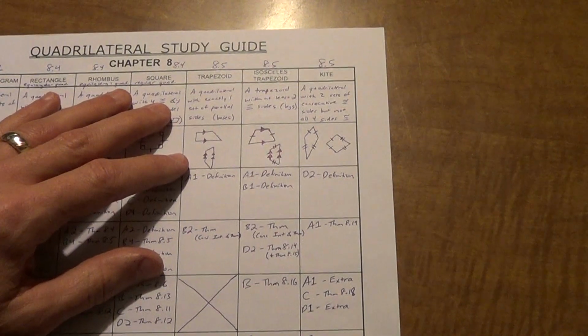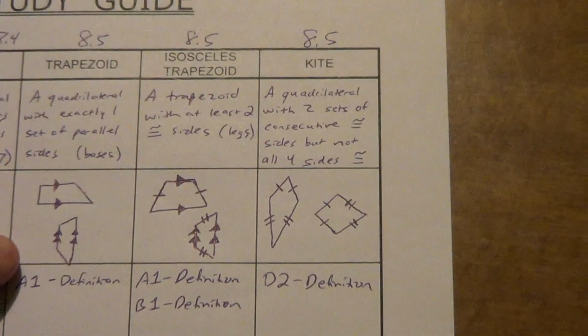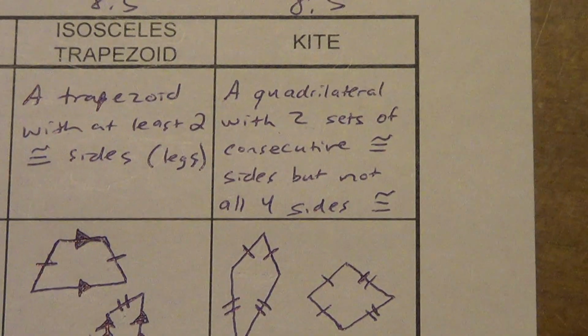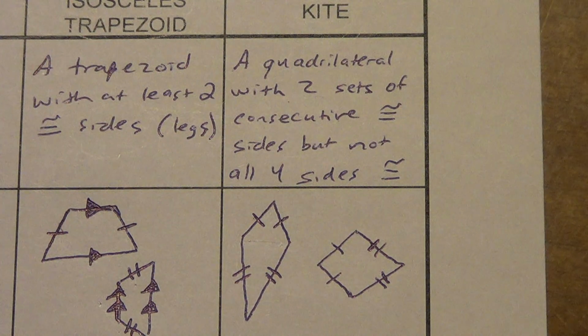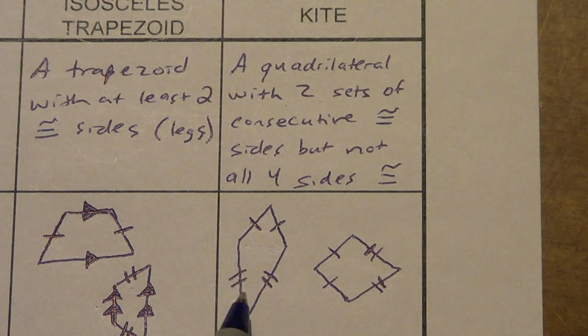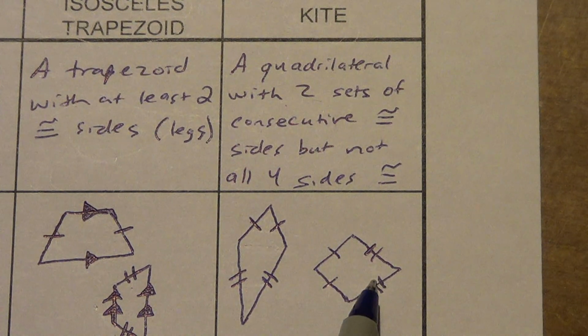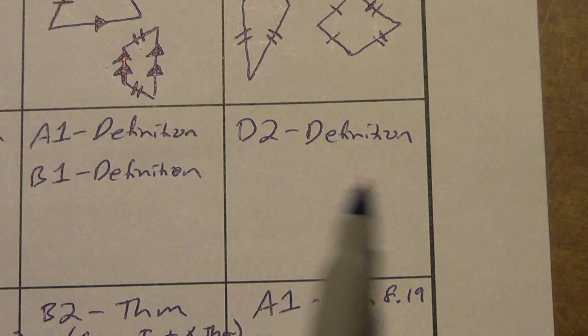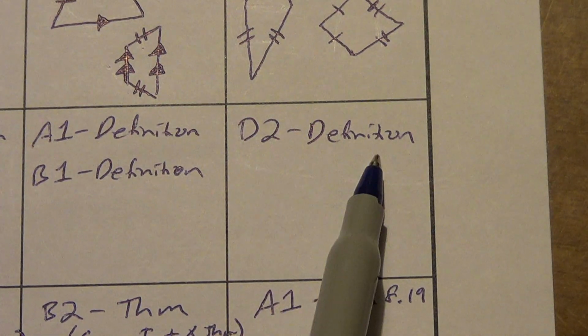Okay, so going back to just the kite, a quick review and then we're done with this lesson. A kite is a quadrilateral. It has two sets of consecutive congruent sides, but not all four sides are congruent, or you can say but no parallel sides. So we've got these congruent sides here and another set of congruent sides here, and they're different lengths. Congruent sides here and here, here and here, but they're different lengths. Two sets of consecutive congruent sides, and that's part of the definition.